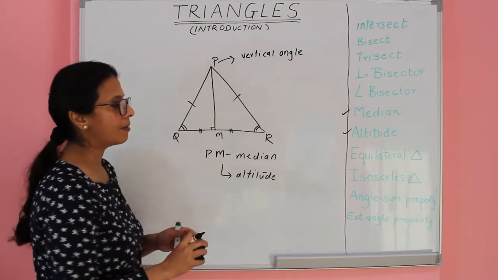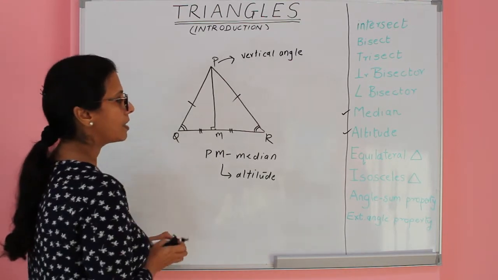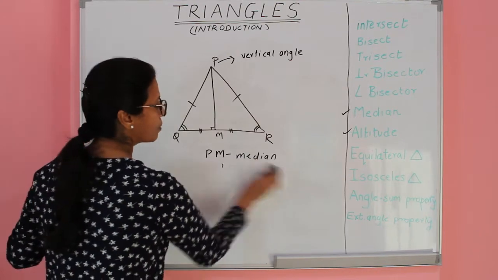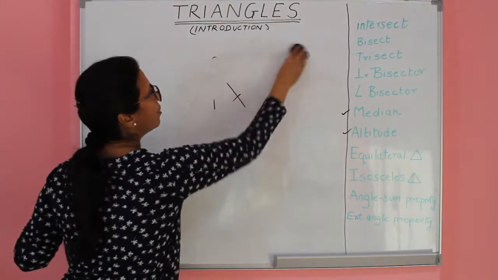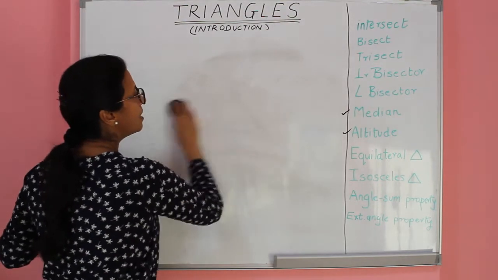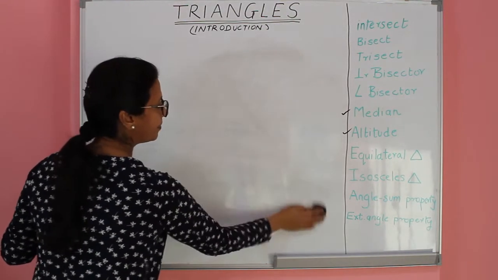Clear? So this is about the isosceles triangle. These are certain facts which you should be knowing. So when you start solving the problems, you should be able to mark these things in your figure so that it becomes easier to solve and implement it.